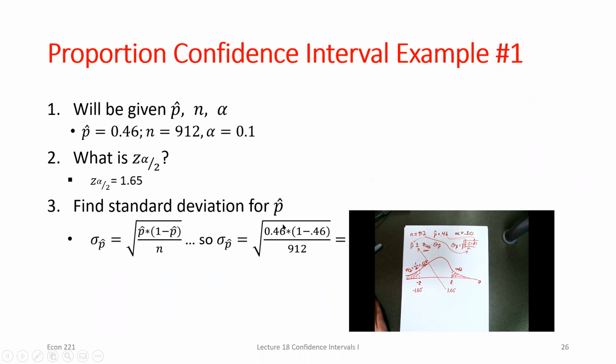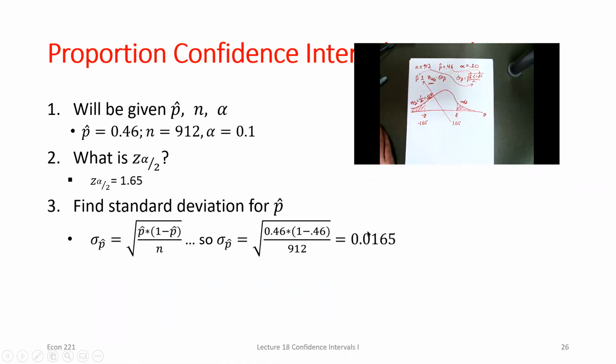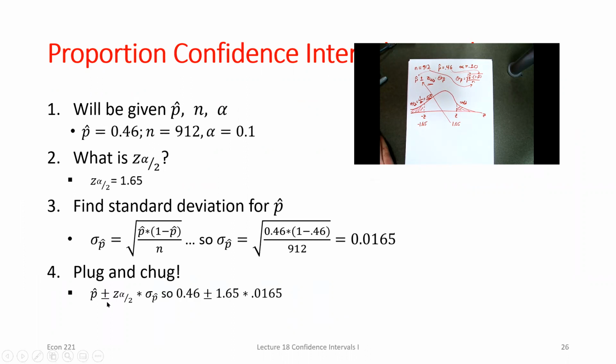So 0.46 was my sample proportion, and 912 was my sample size. That would give me the standard deviation of my sample proportions. We looked up that z-value, and the sample proportion was given to me. So now I just have three values to plug into this equation, and the computation is fairly simple. This isn't too terrible. So if I do that, I can find the upper and lower bound.